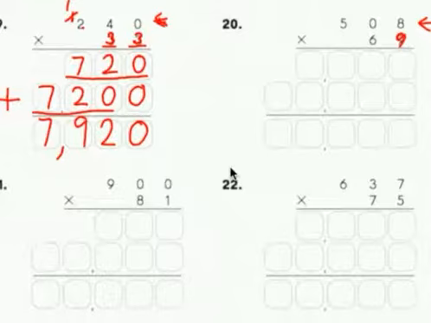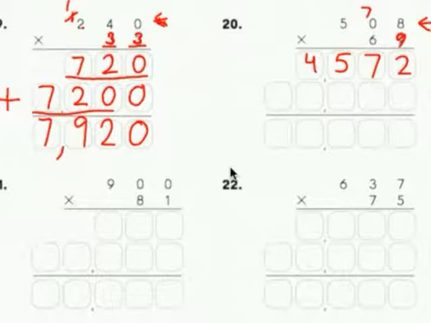9 times 8. Okay? So 9 times 8 is 72. I put the 2 down here and the 7 up here. 9 times 0 is 0. Plus 7 is 7. Right? 9 times 5 is 45. And that's the last number, so I can just put it in there. Okay.